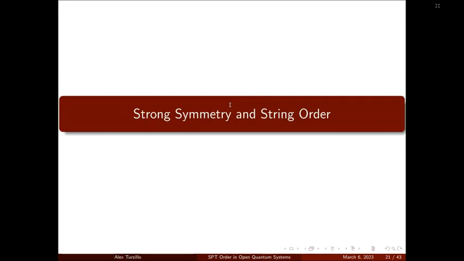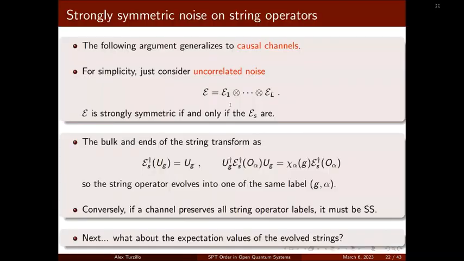So now we're ready to talk about how the strong symmetry condition on channels interacts with string order. There's a general story one can tell about a large class of channels. These are causal channels. In particular, this includes channels that can be written as finite depth circuits of local channels. But for the purposes of this talk, I just want to focus on a very special class of channels, and then the argument only takes 3 slides.